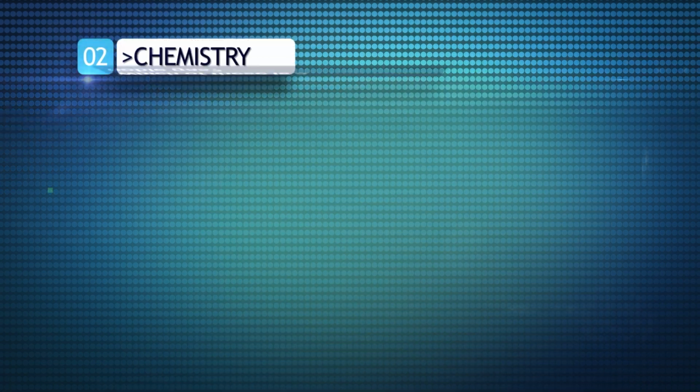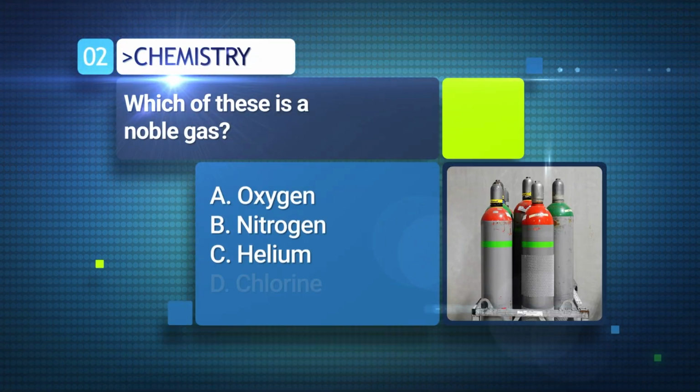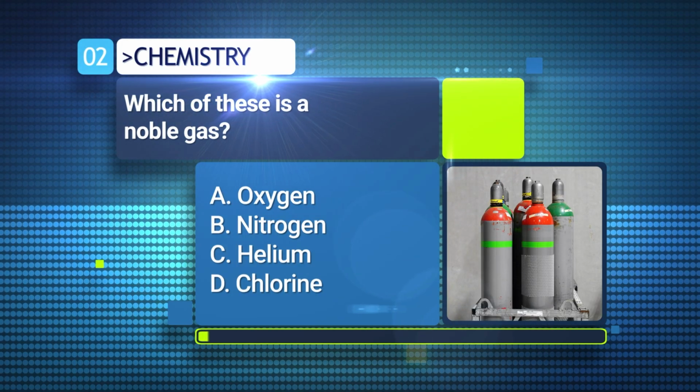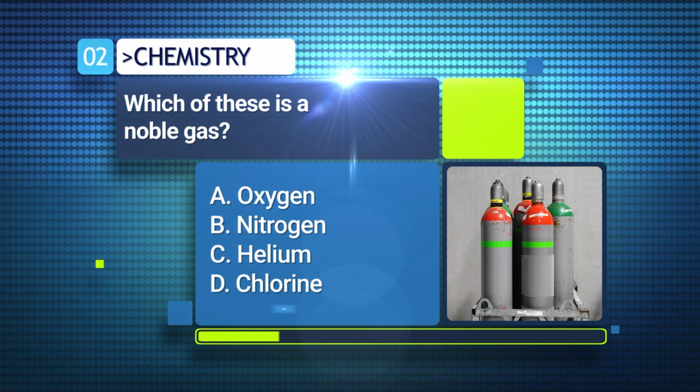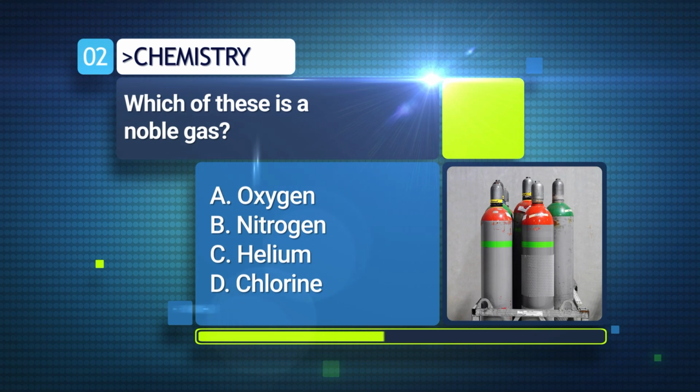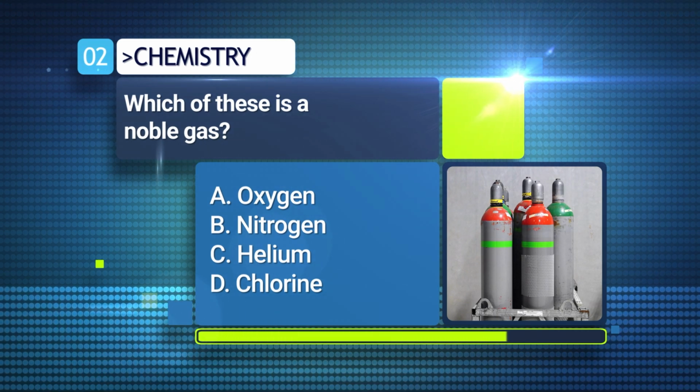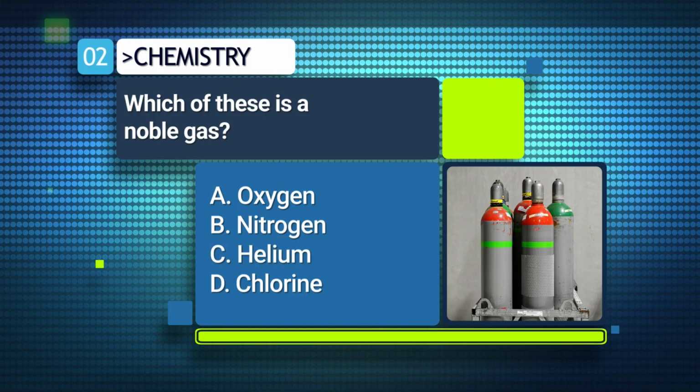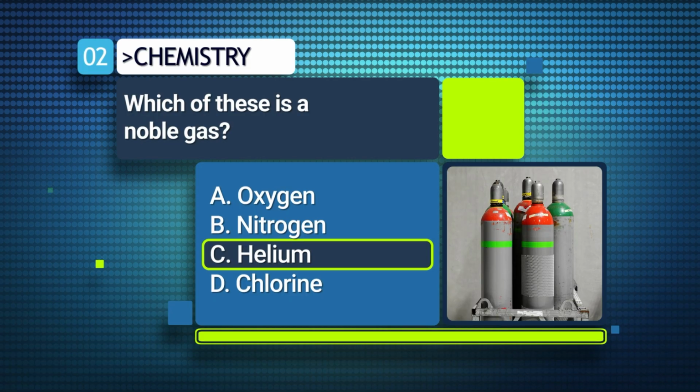Atom. Number 2. Which of these is a noble gas? A. Oxygen. B. Nitrogen. C. Helium. D. Chlorine. The answer is C. Helium.